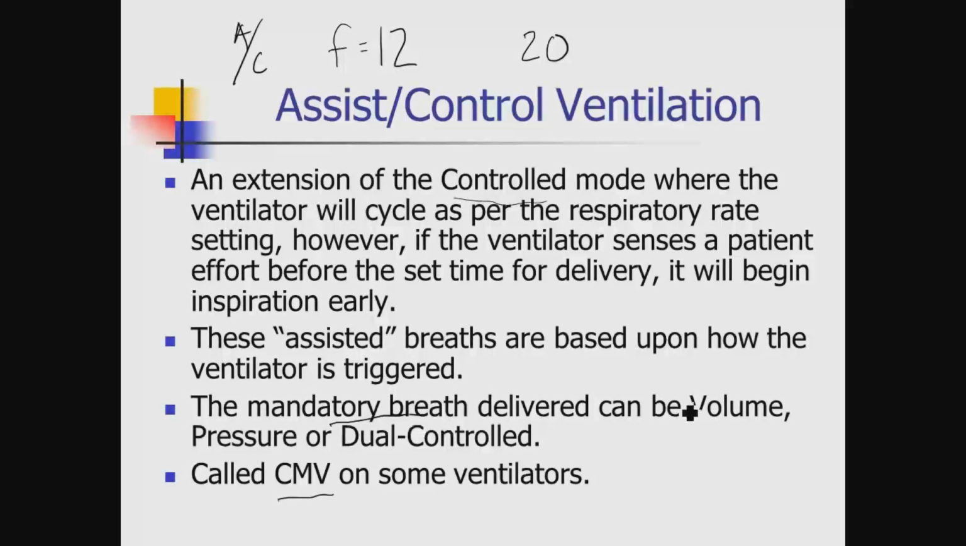What that mandatory breath is can be a volume-based breath, the same volume each and every breath, a pressure-based breath, the same pressure being applied for a certain inspiratory time, or that dual controlled type breath, where it's going to look at the breath that was delivered and say, do I want to alter the pressure level to get to my targeted tidal volume?